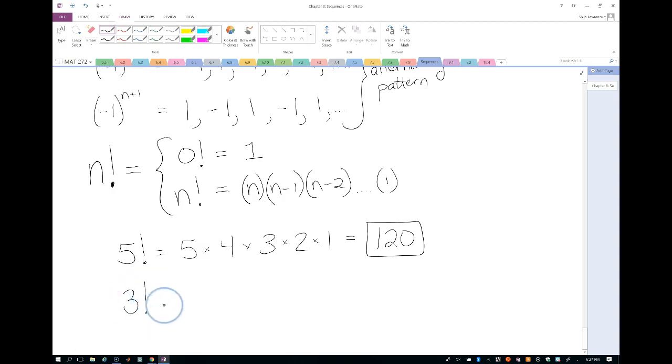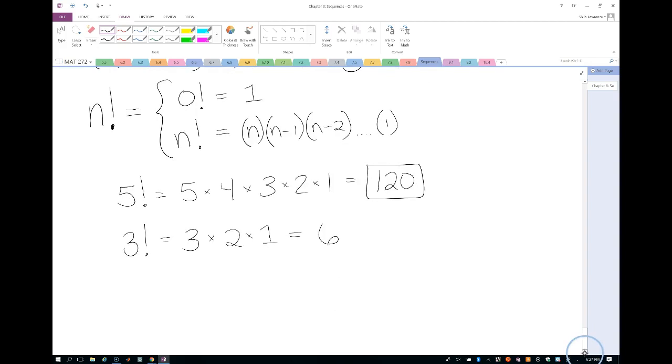3 factorial. These values get big really fast, so I don't want to do anything too giant. That just means you start with the number they gave you, 3, and then multiply it by all those whole numbers that are smaller until you get down to 1. 3 factorial is just equal to 6.